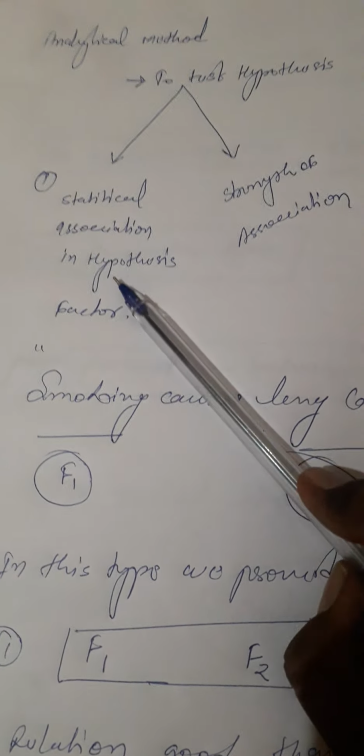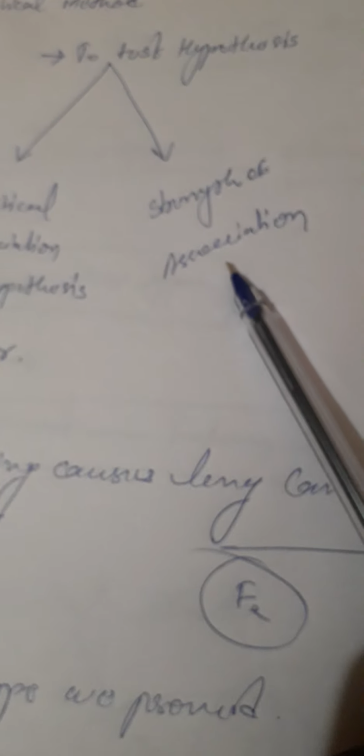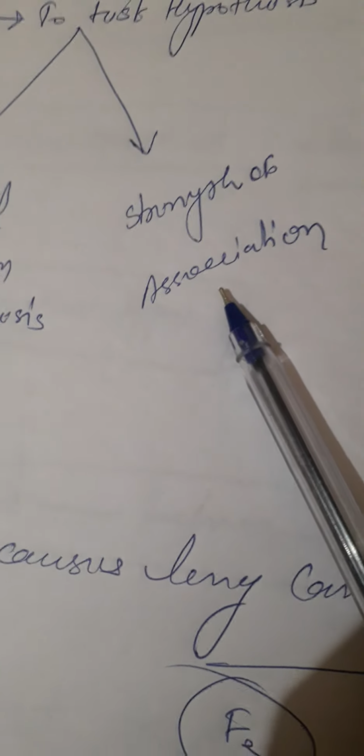First, statistical association in the hypothesis: we will find out the statistical association. Statistical hypothesis means numerical correlation calculation. Second point: if there is a correlation between factor 1 and factor 2 in the hypothesis, then we try to establish more strength or more accuracy about the association.